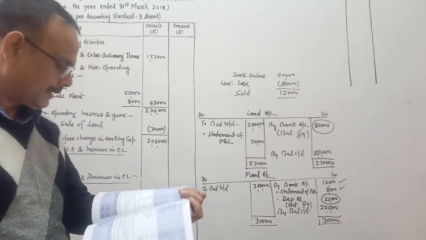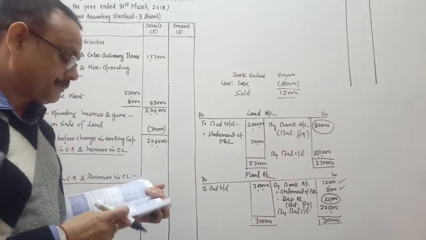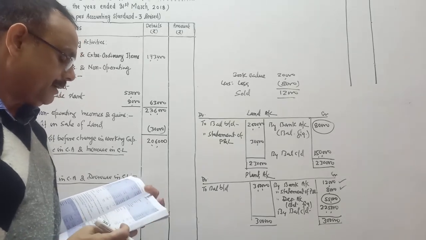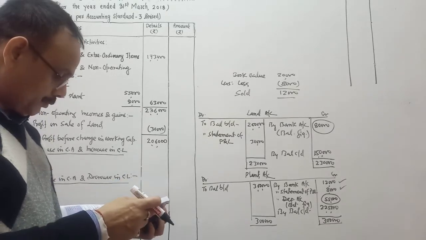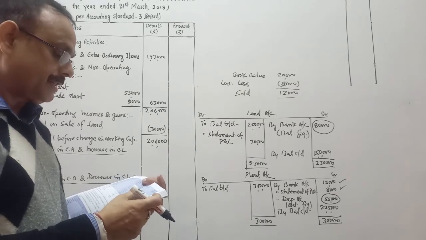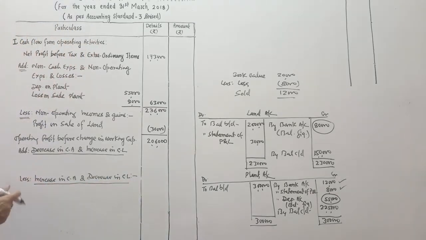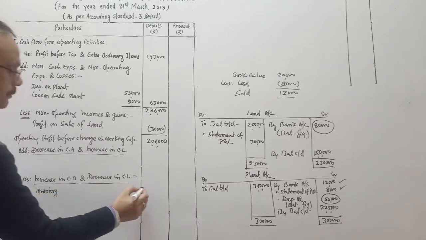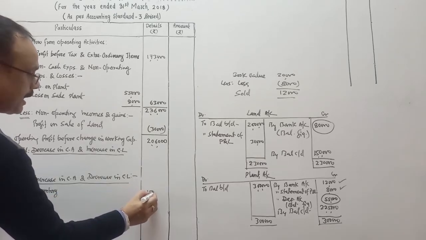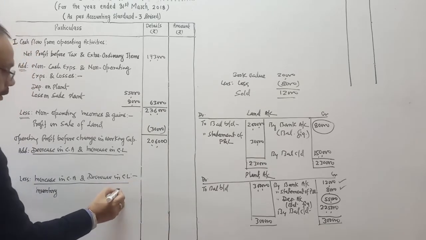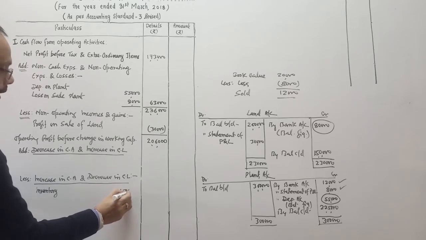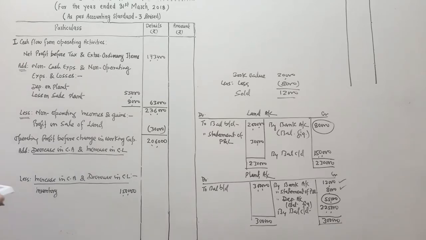Now see in this question regarding the current assets. First, current assets is inventory. Inventory last year it was 2,50,000, this year it is 4 lakh. So inventory has increased. Last year it was 2,50,000, this year it is 4 lakh. So it is increased by 1,50,000.